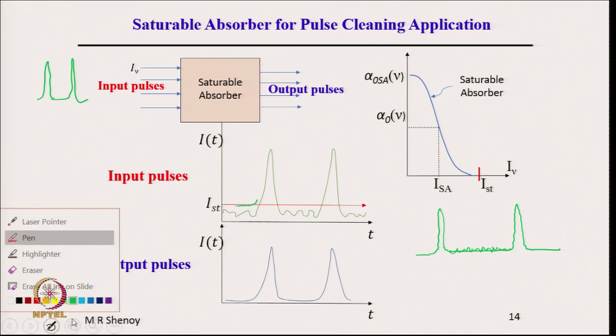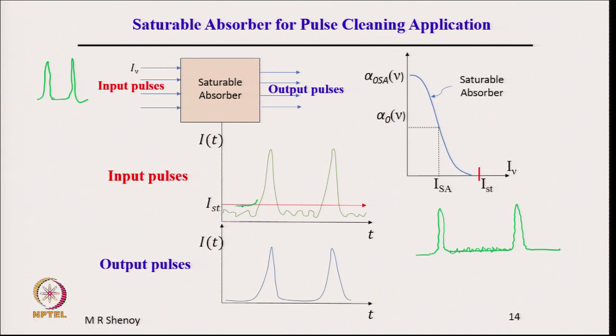Okay, let me show in the blue color. So, if I want to show the pulses in the same graph, then it has become like this after passing through the saturable absorber. That is what is shown in the graph below, because the pedestal which contained these low intensity variations has been eliminated, because at low intensities the absorption coefficient of the saturable absorber is very high, but at higher intensity it is not. So, our laser has an intensity which is more than this.